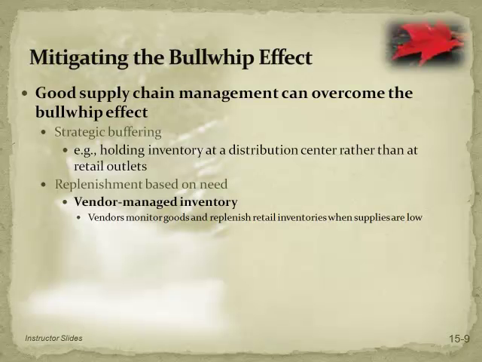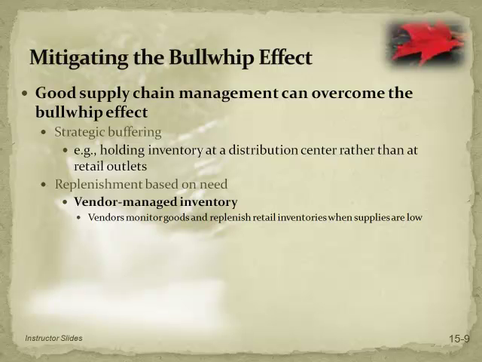Now, the bullwhip effect has been around for a long time. It is something that is not going to go away. It's going to be there. But there are some things that we can do to reduce the bullwhip effect. The title of this slide says mitigating the bullwhip effect, or reducing the amount of the exaggeration. So what good companies have done have tried to implement some of these activities to reduce the amount of the bullwhip. The first is some strategic inventory buffering.